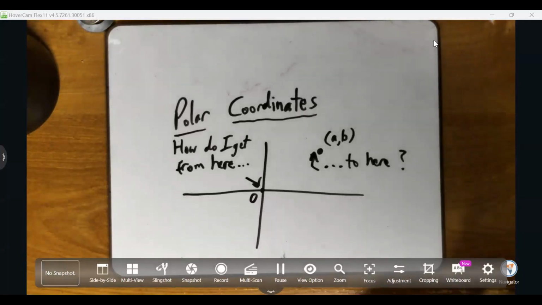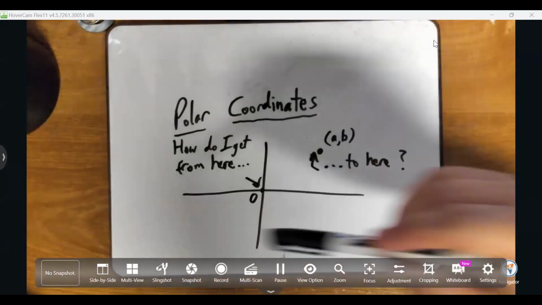Haven't reported anything in a while, but I thought this would be a good thing to do. We're going to talk about polar coordinates. And polar coordinates, I think you can boil them down to this question.